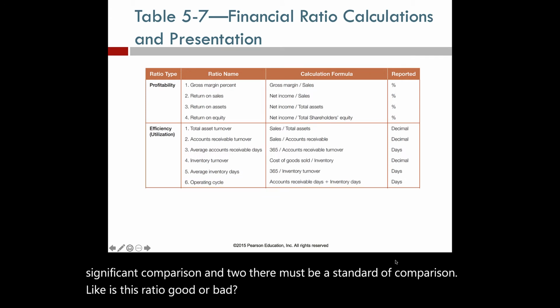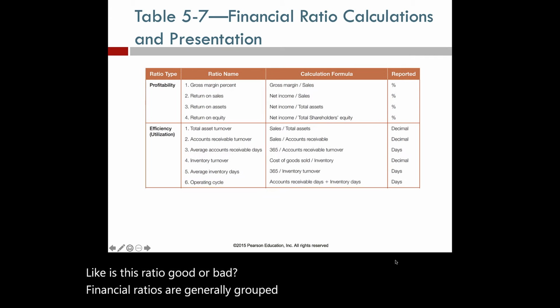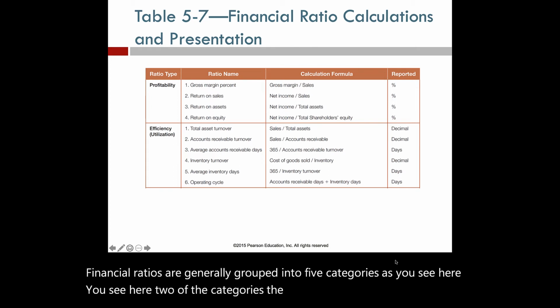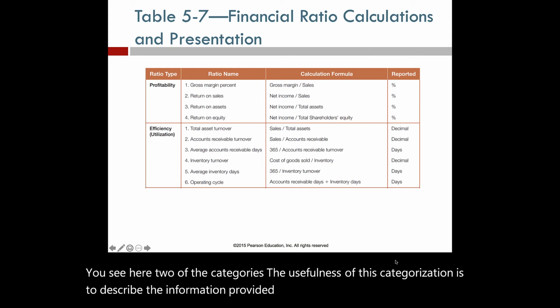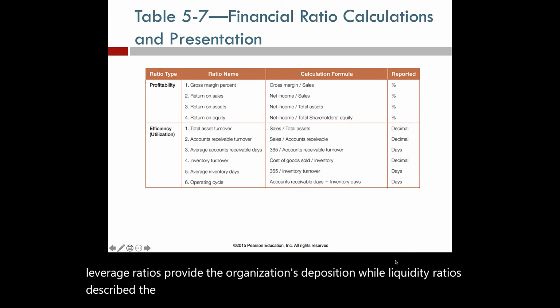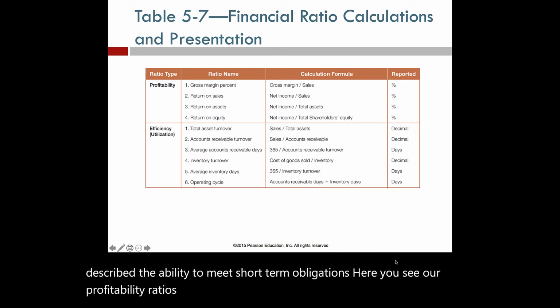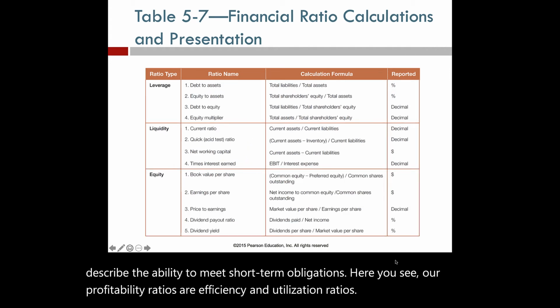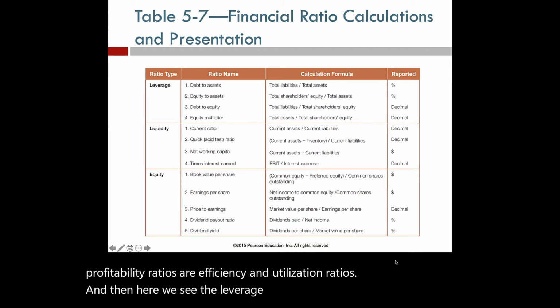Financial ratios are generally grouped into five categories, as you see here. You see here two of the categories. The usefulness of this categorization is to describe the information provided by the different ratios. For example, leverage ratios provide the organization's debt position, while liquidity ratios describe the ability to meet short-term obligations. Here you see our profitability ratios, our efficiency and utilization ratios. And then here we see the leverage, liquidity, and equity ratios.